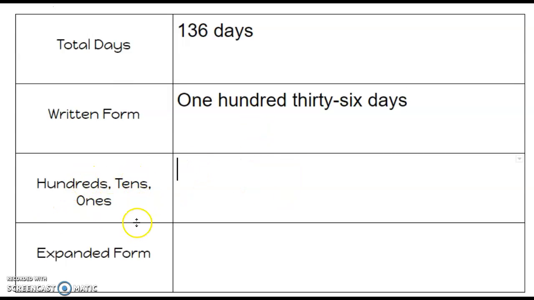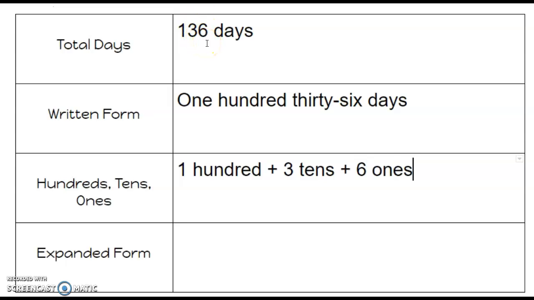How many hundreds, tens, and ones? How many hundreds? There's 100. Oops, I'm sorry. 100 plus how many tens? 3 tens plus how many ones? 6 ones. In our expanded form, I'm not going to write it right now because I want to see your equation for today. That is what you're going to put in the comments, is how many days in school, the equation for 136 days.